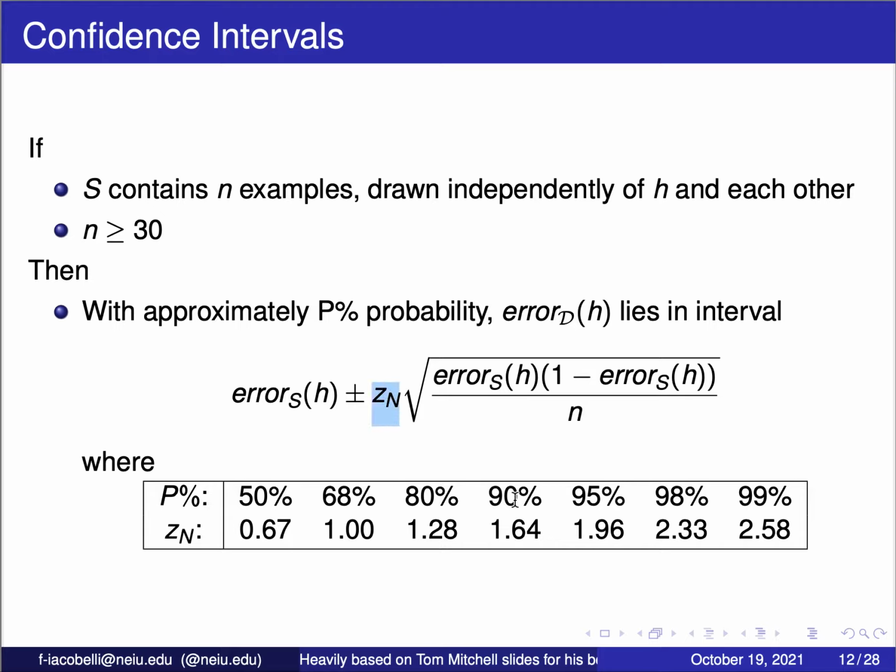If I want 95% confidence, a 95% probability of where the true error is, I will multiply the square root by 1.86. If I want 99% accuracy on the true error, I would multiply the square root by 2.58. If I don't care, and I just want a 50% error, I would multiply the square root by 0.67. Now, where do these come from?